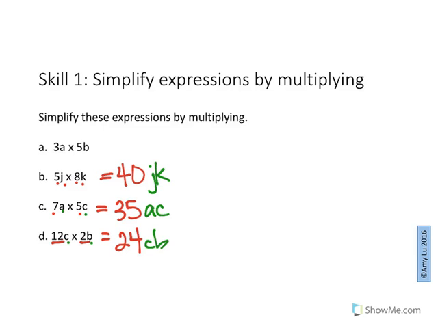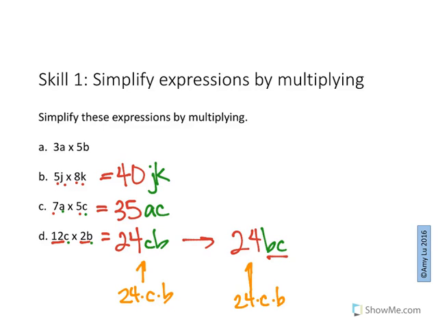Now often the other question I get is, does it matter what order you write the letters? It actually doesn't matter. This could be 24BC. It's because in the end, they're all multiplying. So this is 24 times C times B. This is also 24 times C times B. It all means the same thing, so it doesn't really matter. But just for organizational purposes, I like to write the letters in order.